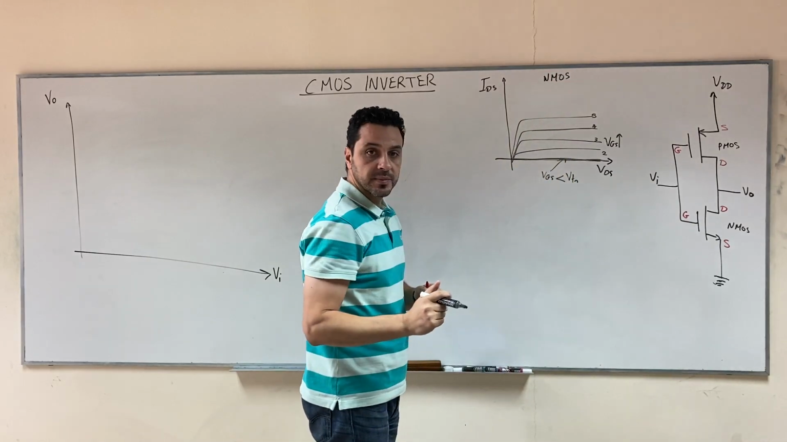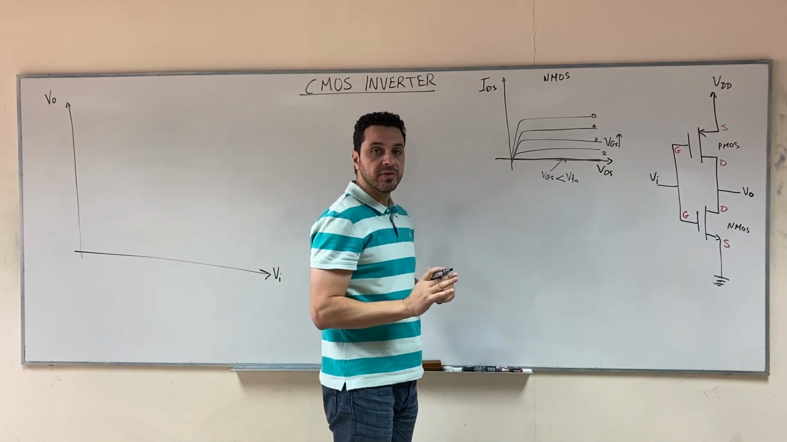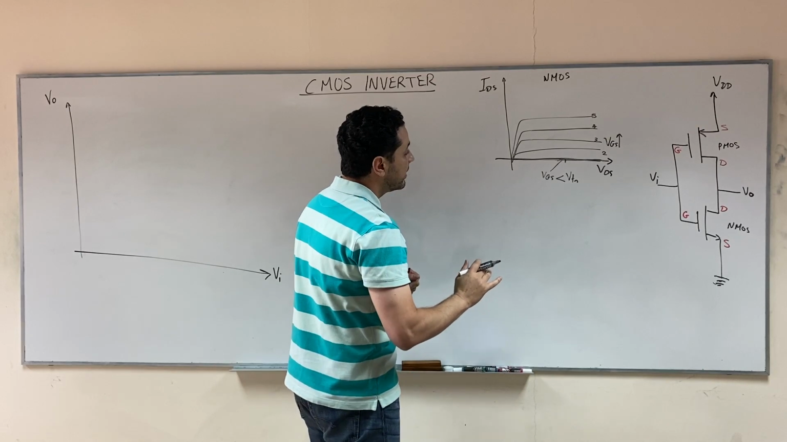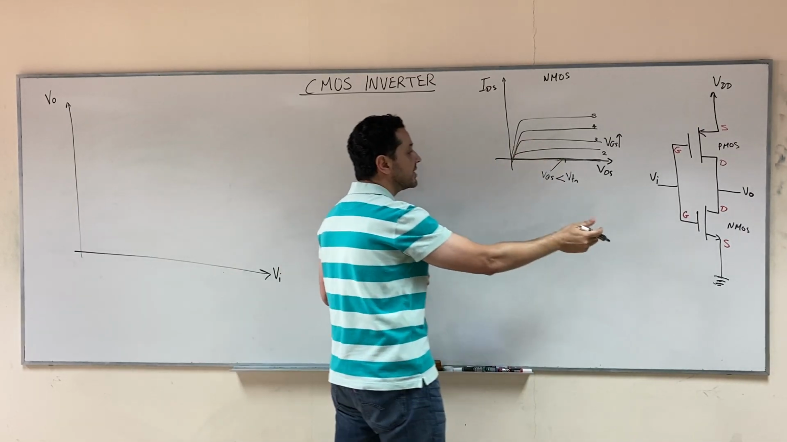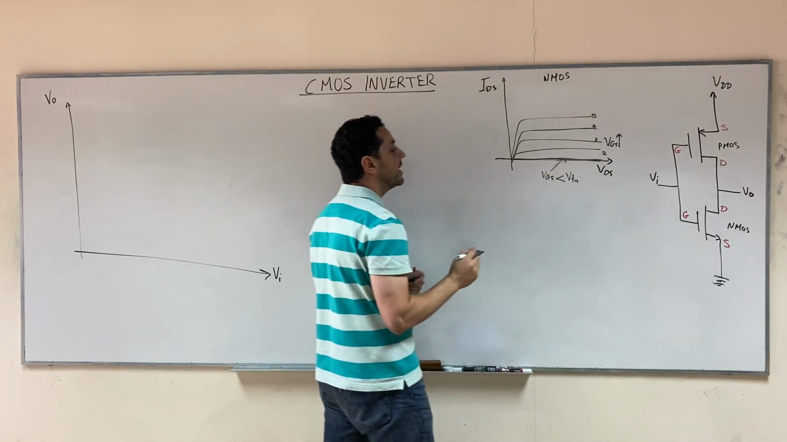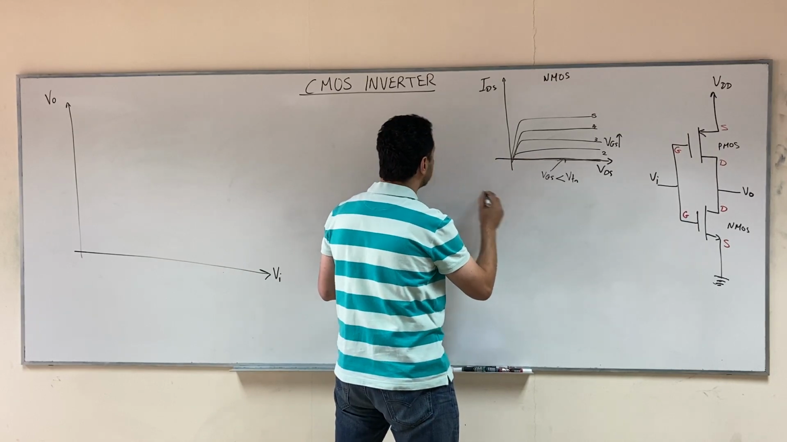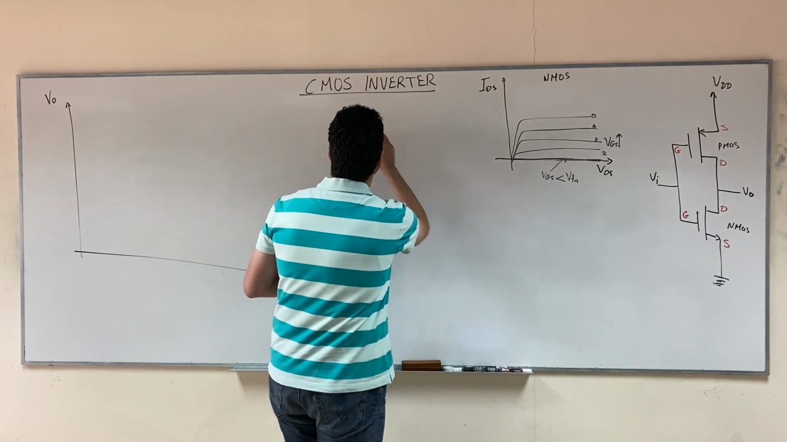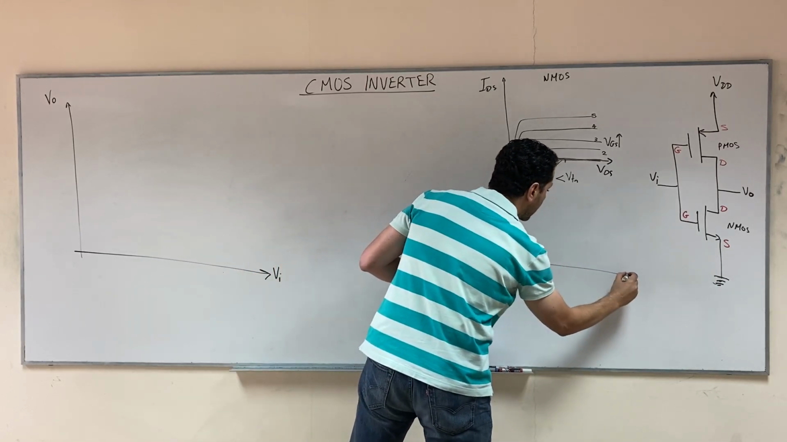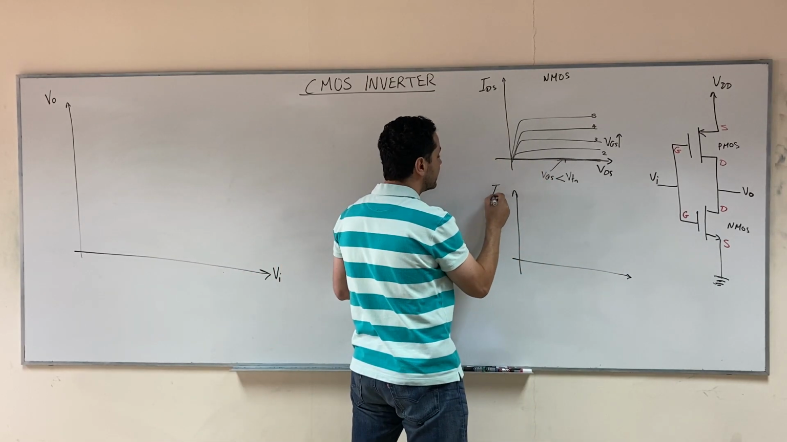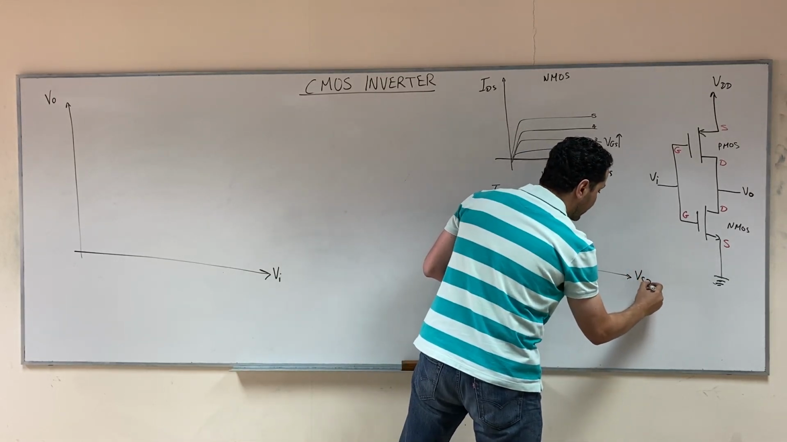For the PMOS, we can get exactly the same set of curves. However, instead of IDS, it will be ISD, and then instead of VDS, it will be VSD, and instead of VGS, it will be VSG, right? So we can have this set of curves. Let's plot it here now for the PMOS, and instead of IDS, it will be ISD, and this will be VSD.